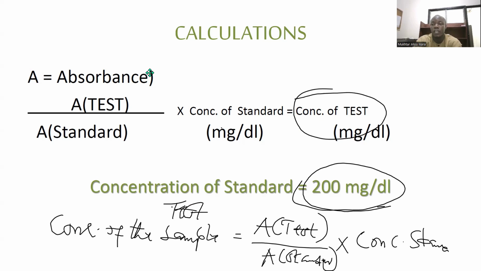If it is below that, less than 200, it means that your cholesterol level is normal. If it is above that, it means that you are at risk. And if it is 240 and above, it means that the cholesterol is very high. So this is how to measure the absorbance of the standards.